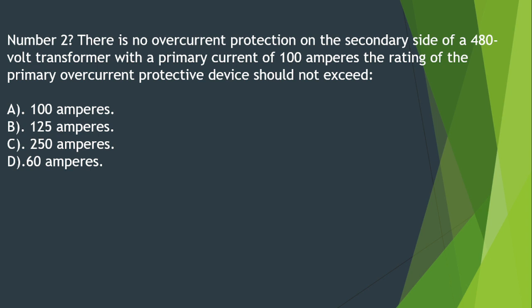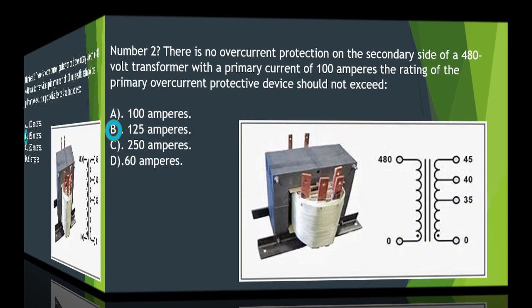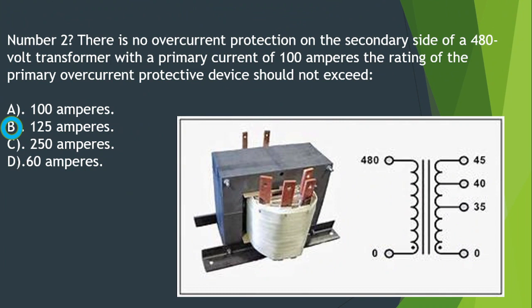Number 2. There is no overcurrent protection on the secondary side of a 480 volt transformer with a primary current of 100 amperes. The rating of the primary overcurrent protective device should not exceed A. 100 amperes, B. 125 amperes, C. 250 amperes, D. 60 amperes. The answer is B. 125 amperes.